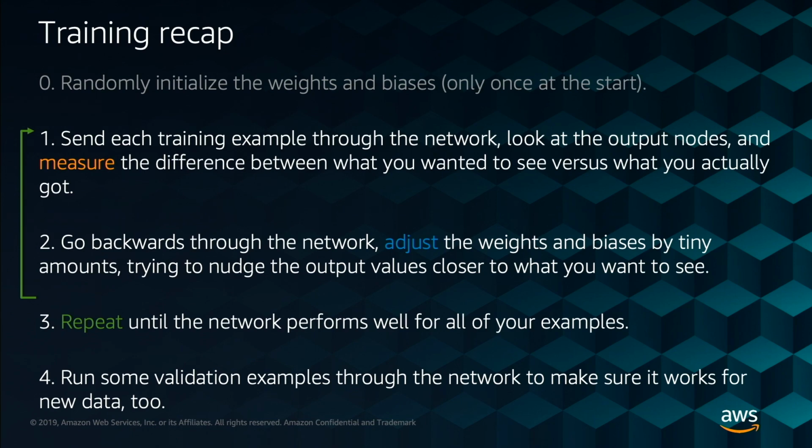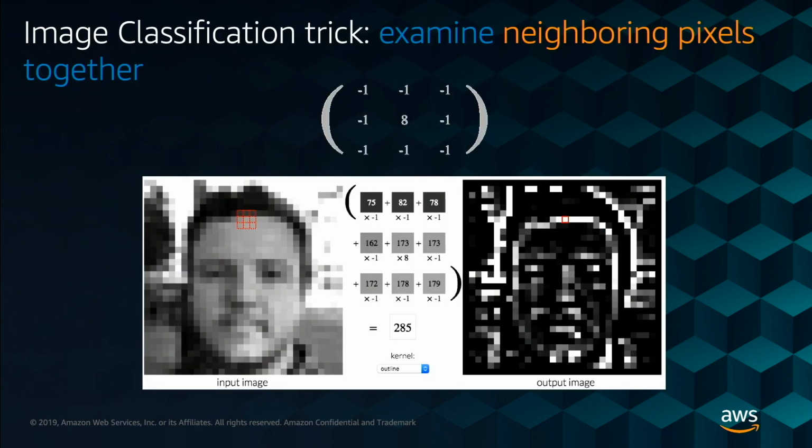And then we go backwards through the network and we adjust the weights and biases by teeny tiny amounts, trying to nudge the output values closer to what we want to see. And rinse and repeat millions and millions of times until you get a network that performs. And then you get self-driving cars and Terminators and general intelligence that takes over and all of humanity is destroyed. So that's my presentation. No.